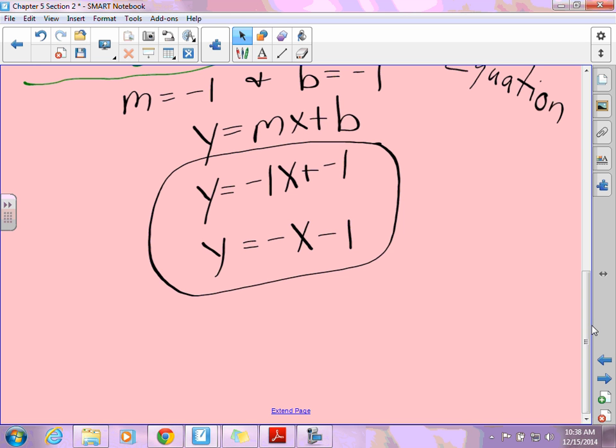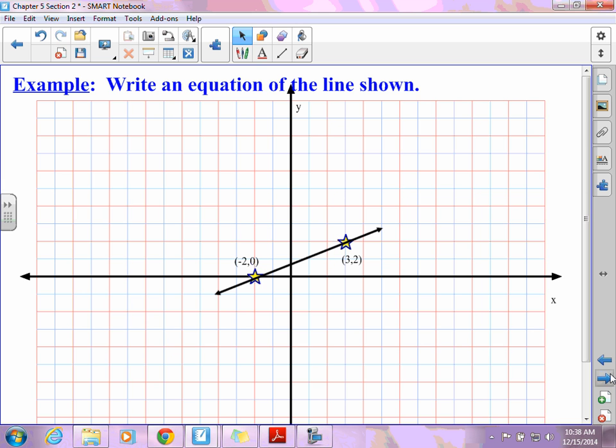All right, here we go. Let's take a look at this one. This says write an equation of the line shown. All right. Now, what's kind of nice is they gave me a graph, so it makes it a little bit easier. Let's talk a little bit about the slope.